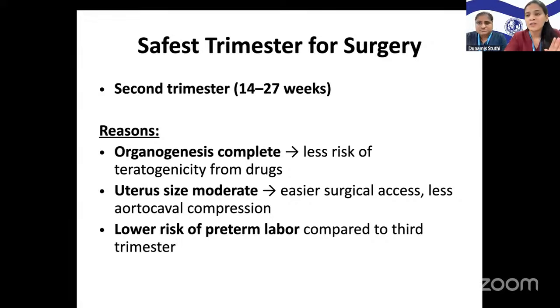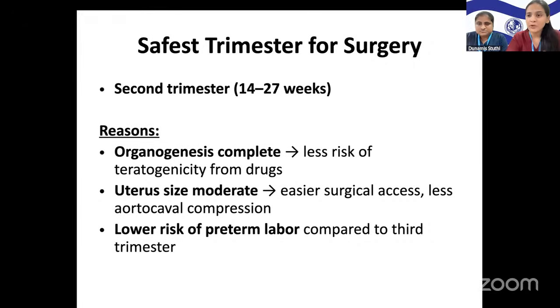This is because by this trimester, the organogenesis is complete. The organogenesis happens in the first trimester. During that trimester, if there are surgeries or any exposure to anesthetic drugs, there is risk for teratogenicity of the fetus. But in the second trimester, it is safe as there is lesser risk of teratogenicity compared to the first trimester.